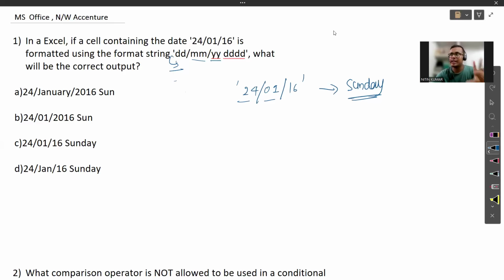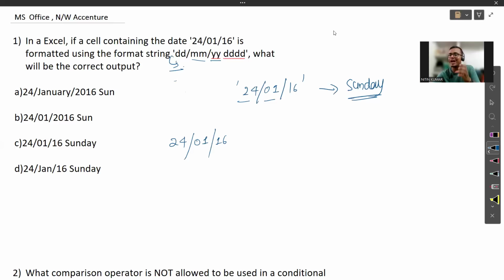Now we just have to tell what the formatting of the date will be that will be represented in the Excel sheet. The format will be very simple. The format that we have designed will be the same format. What is the current date? The current date is 24. What is the current month? The current month is 01. What is the current year? The current year is 16, because we just have to take the last two digits of the year. We have discussed it. That's why we have taken only 16.